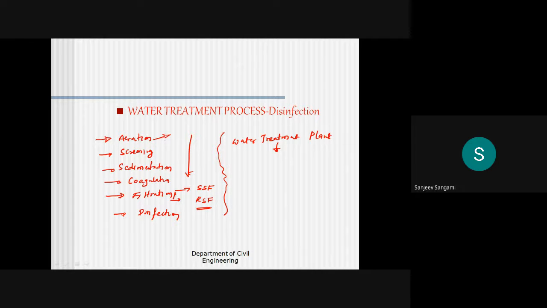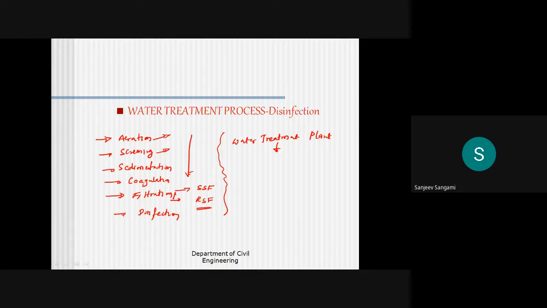Aeration is going to remove the odor and it is going to remove the iron also. In the screenings, we are going to remove the sand particles. Here also we have the major classification of coarse screen and fine screen. Based on the size of the particles, we are removing the sand as well as the silt particles.